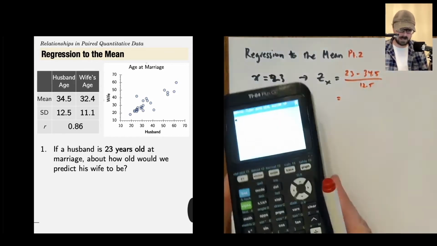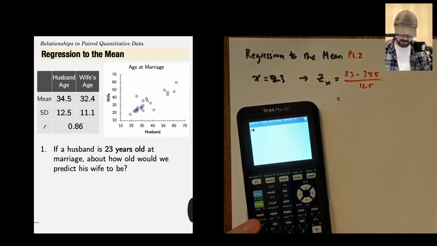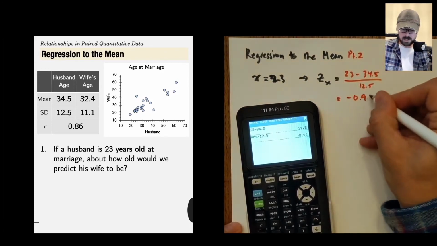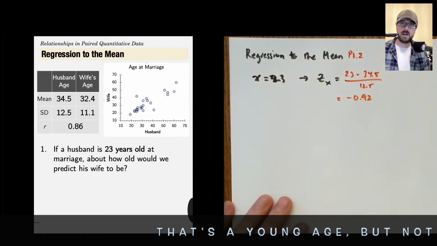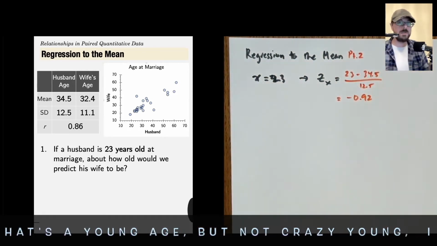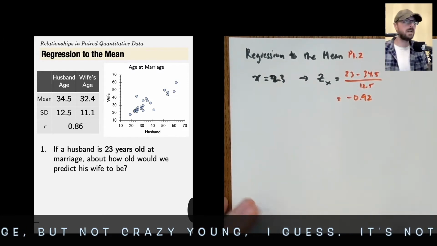So let's see what we get there. Let me plug it into my handy dandy calculator. That'd be 23 minus 34.5, divided by 12.5. That's negative 0.92. So that would mean that my age, 23 years old, was 0.92 standard deviations below average, at least compared to the folks in this sample.